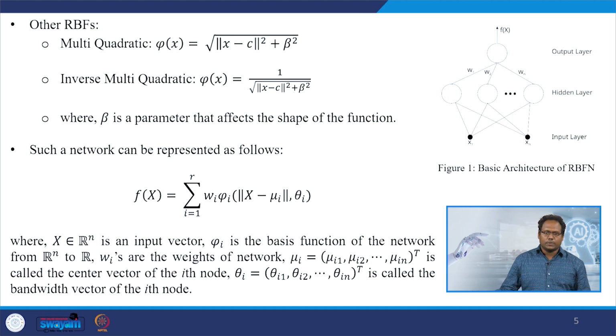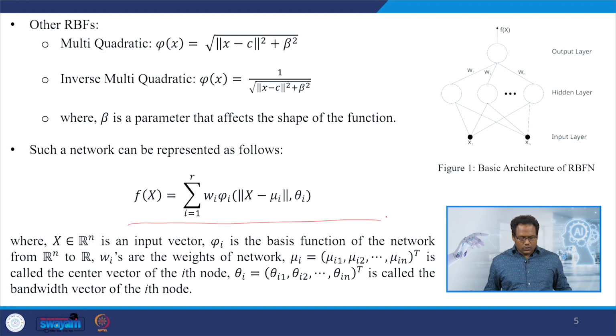Such a network can be represented as follows, which is given by f of x equal to summation over i equal to 1 to r w i phi i of norm of x minus the center mu i comma theta i, where x belongs to n-dimensional Euclidean space is the input vector, phi i is the basis function of the network, and w i's are the weights connecting the hidden layer to the output layer, and mu i is called the center vector of the ith node, and theta i equal to theta i1, theta i2 up to theta in transpose is called the bandwidth vector of the ith node.